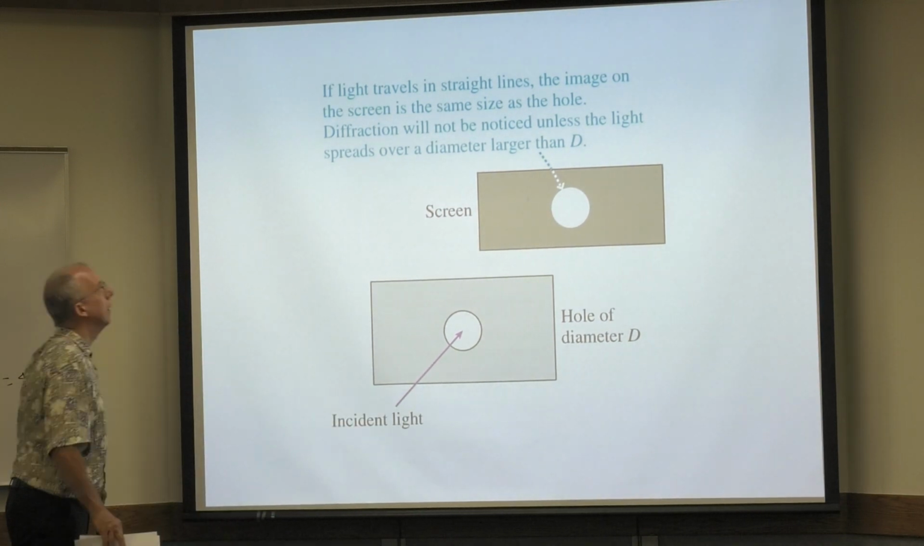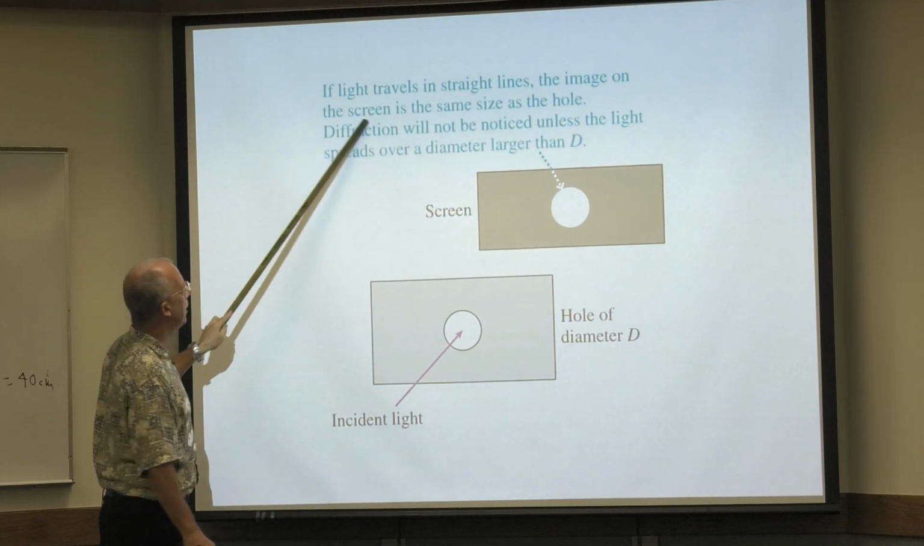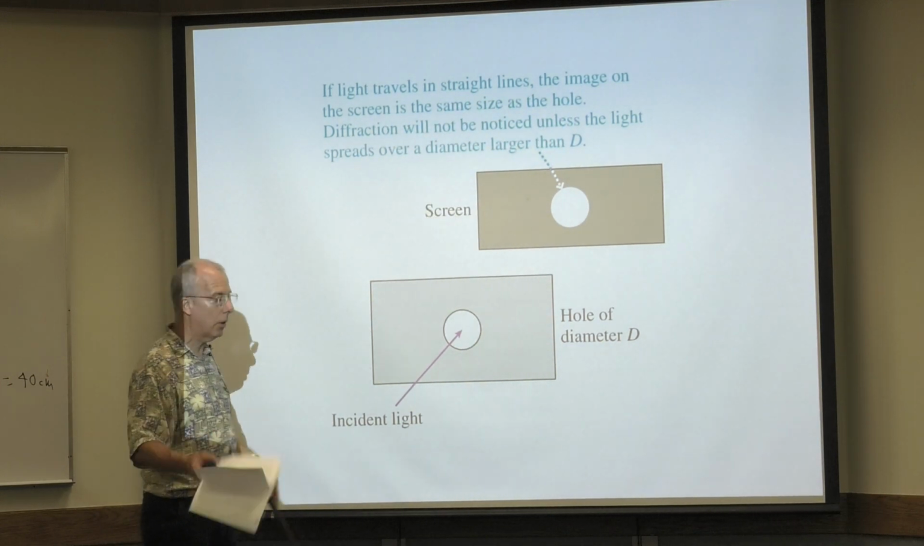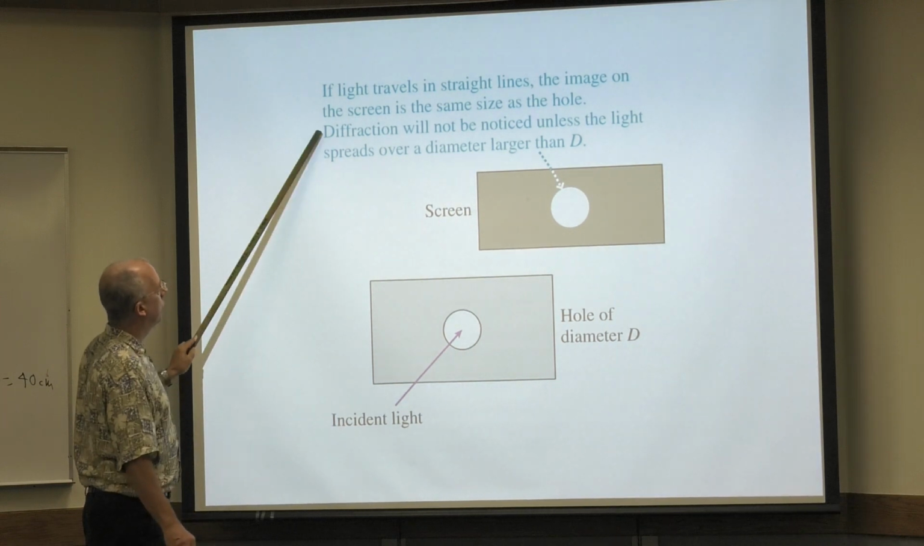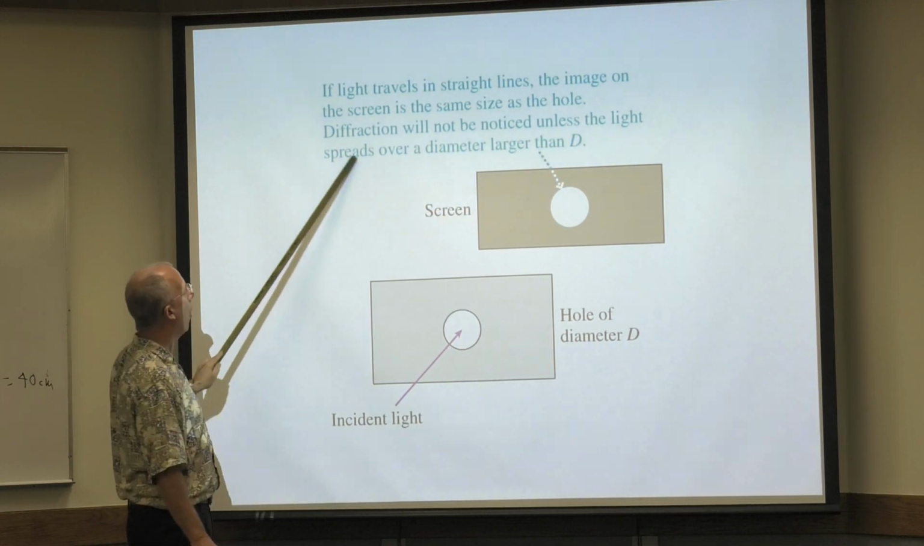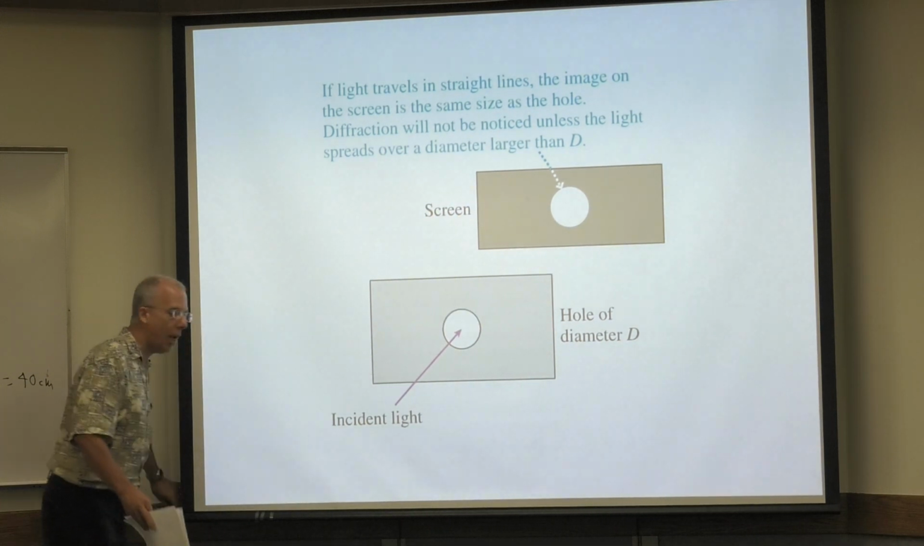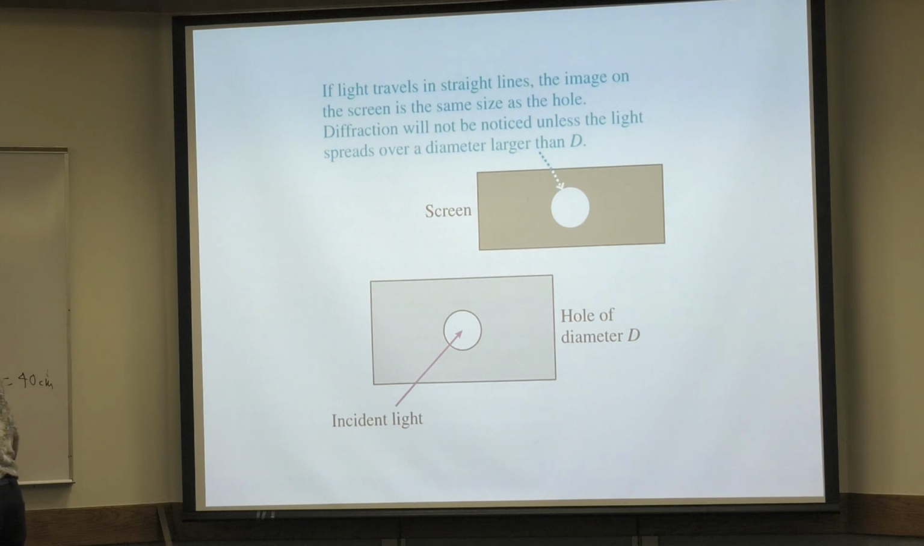All right, so let's just read this. If light travels in straight lines, the image on the screen is the same size as the hole. Yeah, that makes good sense. Diffraction will not be noticed unless the light spreads over a diameter larger than d. Oh, that's totally awesome. So that makes a lot of good sense. All right, well, I'm still not answering your question, though, right? So we gotta get some numbers.